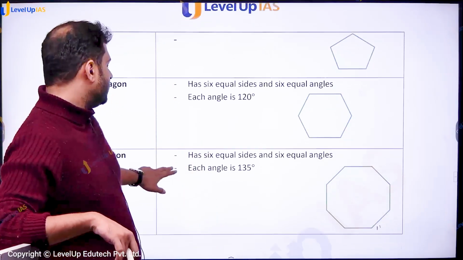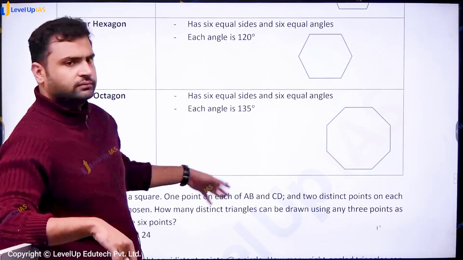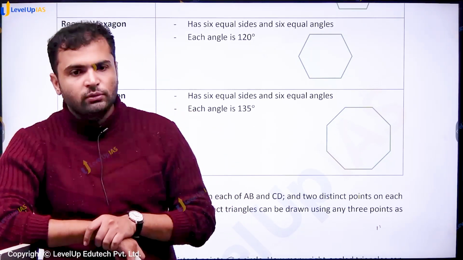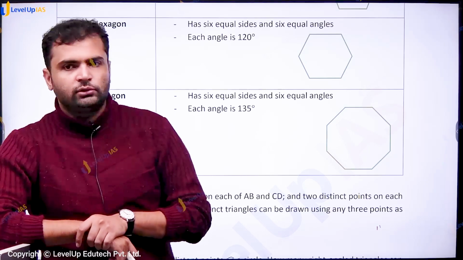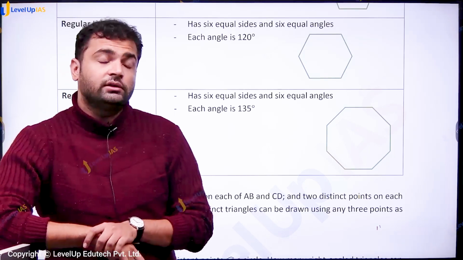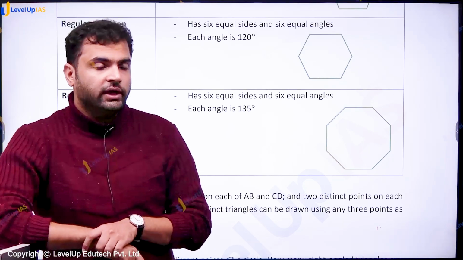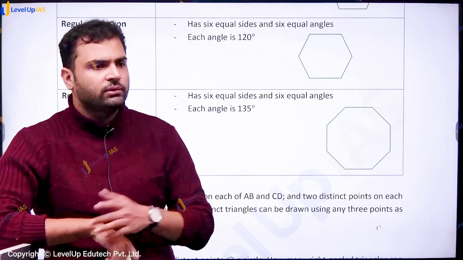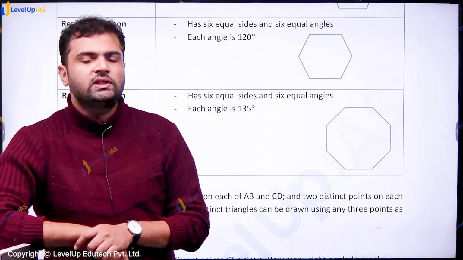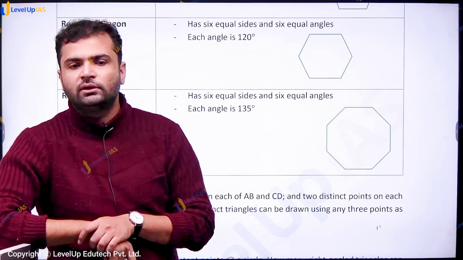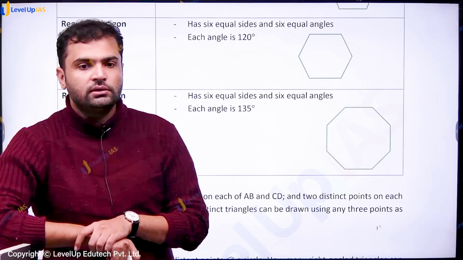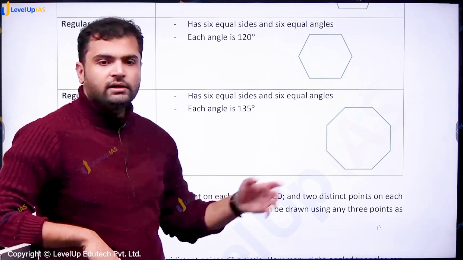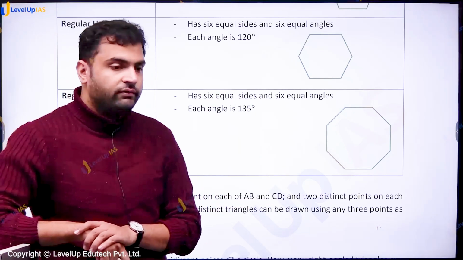Then regular octagon. Same question for a regular octagon. 8 triangles would be formed. So the sum of the angles would be 180 into 8. 180 into 8 is 1440, minus 360 would be 1080. 1080 divided by, there are 8 angles, 135.